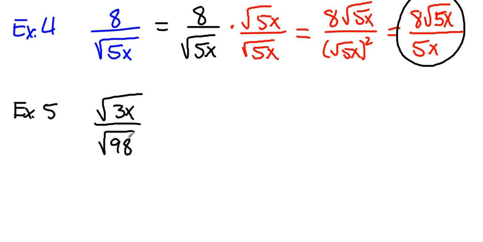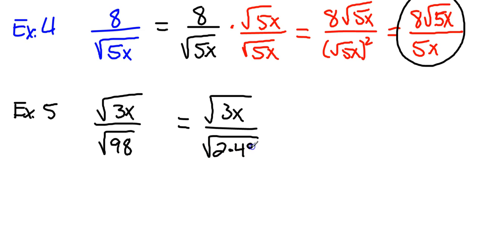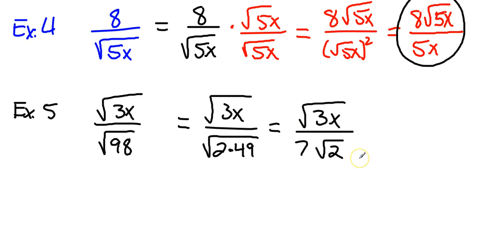Okay, let's go to square root of 3x over the square root of 98. Okay, 3x, we're good. Now, square root of 98, really big number, right? So before we start having to multiply by square root of 98 and moving numbers around, if you think about 98, that's 2 times 49. So with the square root of 49, we can just take that out and make that a 7. So you have square root of 3x, that's over 7, square root of 2.